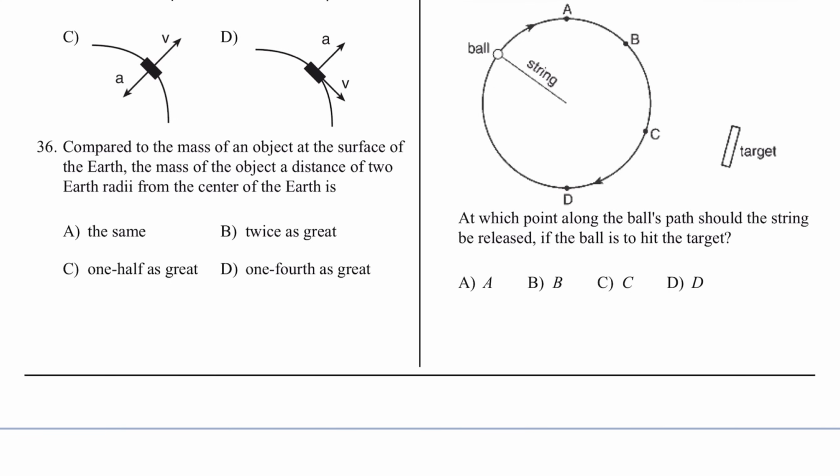So mass is the same everywhere. If you're 50 kilograms on the surface of Earth, then you're still 50 kilograms, like 2 radii from Earth. It doesn't change, so the mass will be the same.